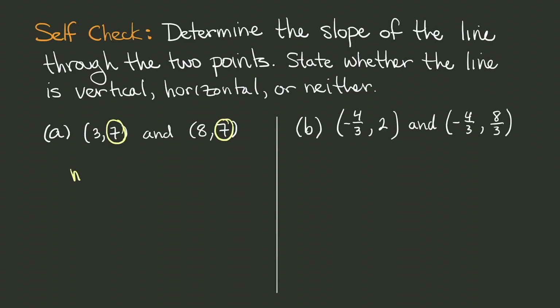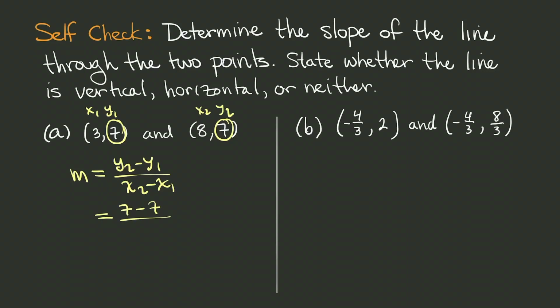And recall the slope is m equals y2 minus y1 over x2 minus x1. So if we call this x1, y1, x2, y2, then this is going to look like 7 minus 7 over 8 minus 3. So this would be 0 over 5, which is just 0. Or we could just notice that the two y values are the same like we did at the beginning, and then we know that the slope has to be 0.